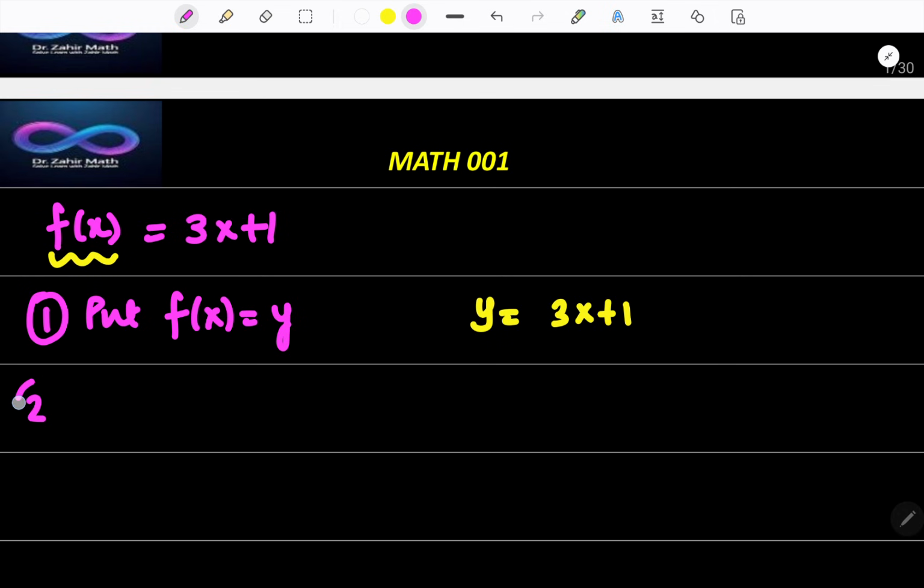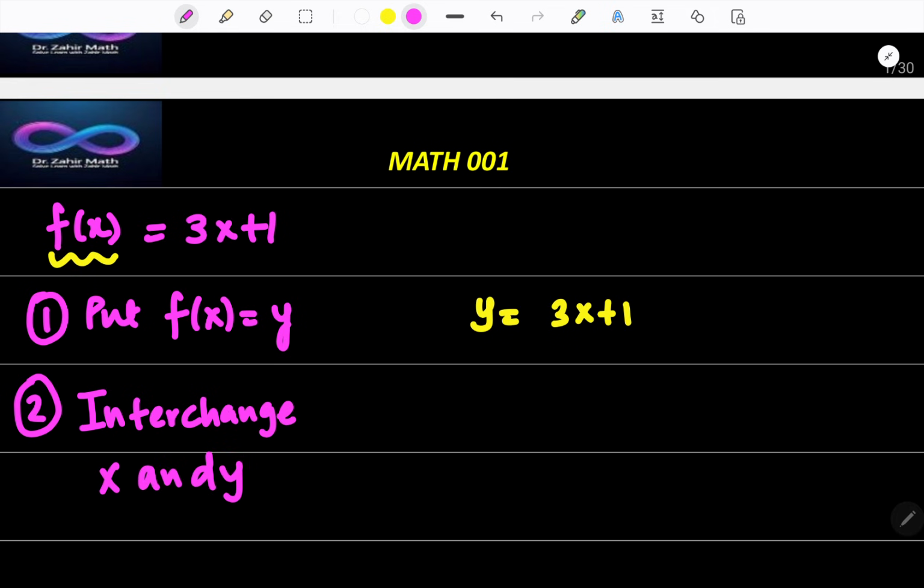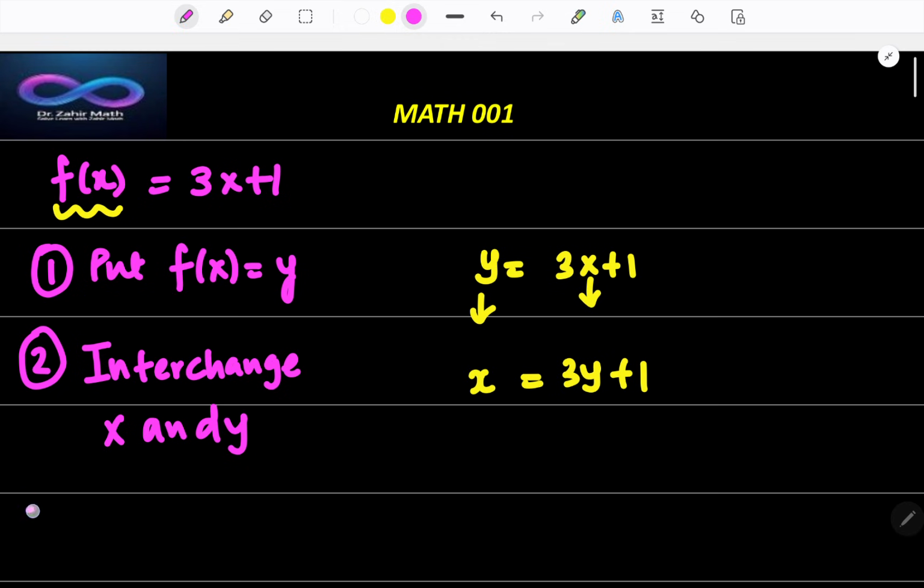What is step number 2? Step number 2 is interchange x and y. So what I'm going to do? In the place of y, I'm going to put x. In the place of x, I'm going to put y.